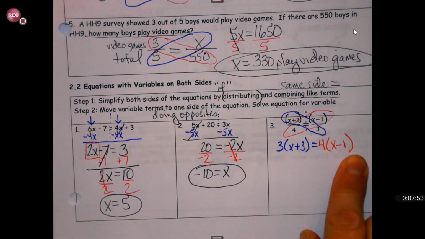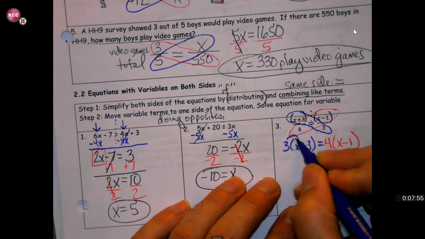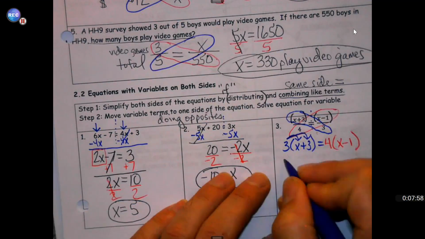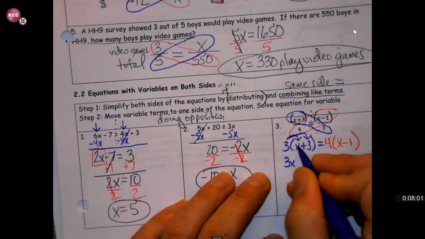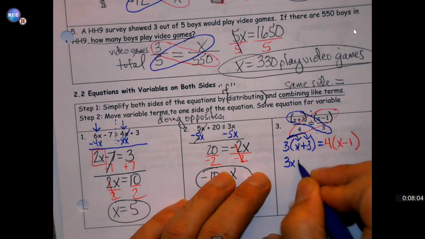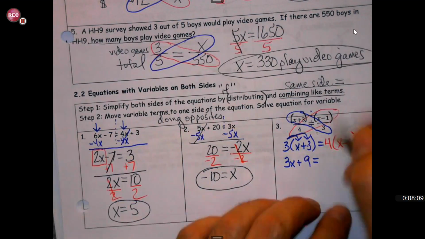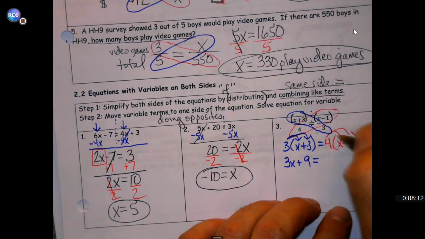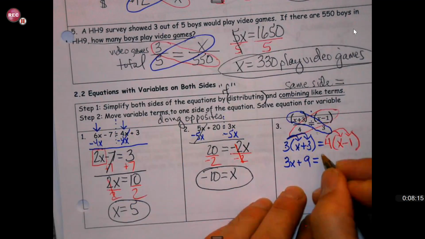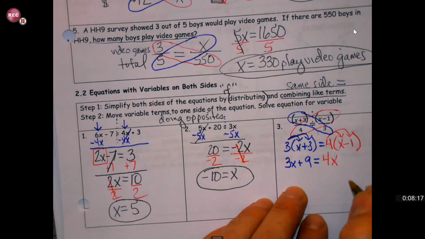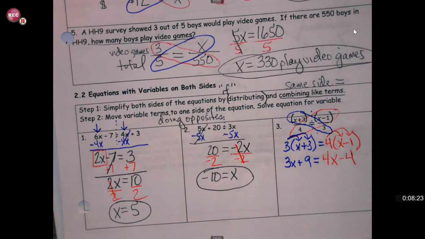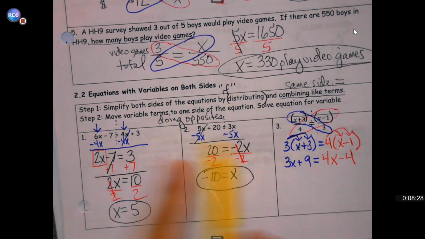I see parentheses. So on each side, I'm going to multiply that 3 times the x. Then I'm going to do it times the 3. And that's why the parentheses are here, to remind me I've got to do it for both. Multiply it to the x on the right and to the negative 1. Now it looks more like the first two that we've done after we get that step out of the way.